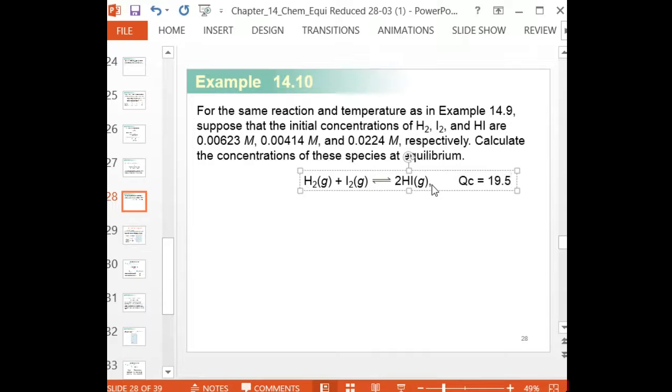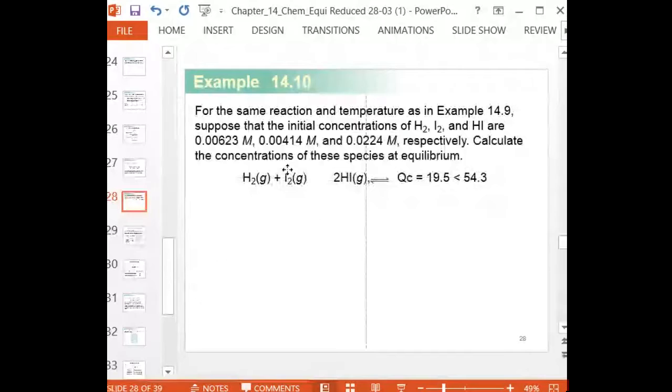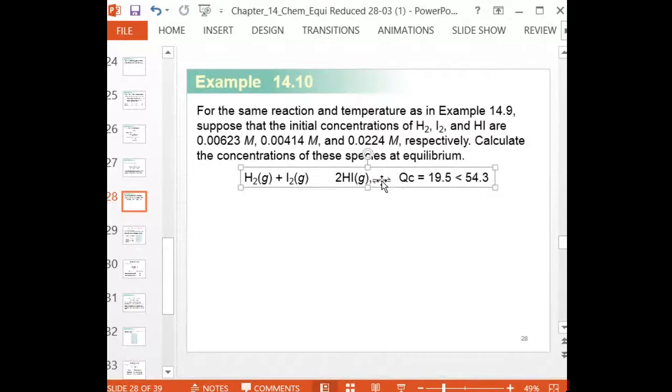So we have to put all of this in the formula. Qc is equal to, just like the Kc formula, product over reactant. Now we have calculated and got 19.5. This 19.5 is less than the value of Kc given, that is 54.3. It means the reaction is forward. This is very clear: this is the reactant and this is the product.